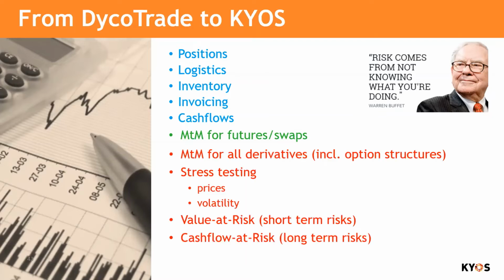But what we do, and what we do well at KYOS, is, for example, calculating and valuing different kinds of structures, like the derivatives, option structures. And Craig already mentioned, for example, the word accumulators, quite often used in this particular area of markets. We perform stress testing. We calculate short-term risks, called VAR.